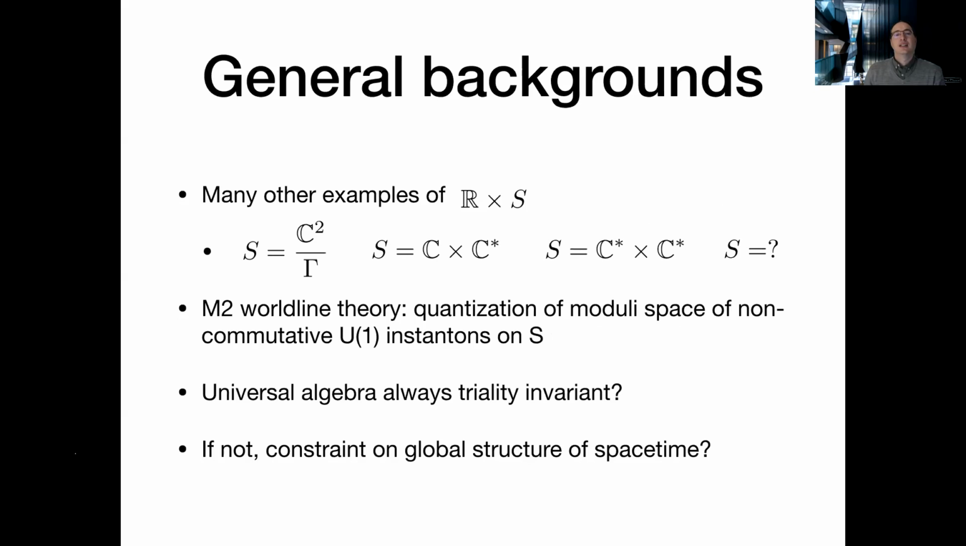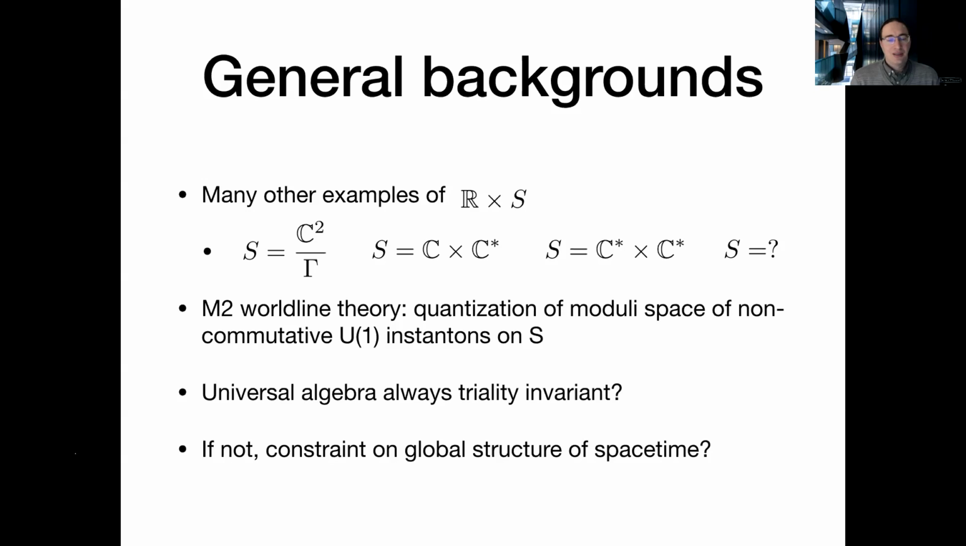Now, something which I find very interesting is that I did not have to take the background to be R times C². I could have used a different two-dimensional phase space, a different complex symplectic surface. It's relatively straightforward to find variants of the construction I described which apply to surfaces like an ADE singularity, C times C*, the complex torus, C* times C*. In all of these situations, you can identify M2 brane worldline theories, which describe M2 branes exploring these geometries.